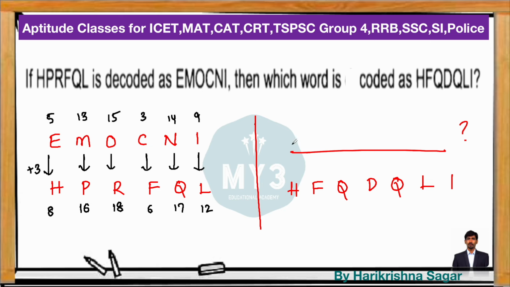Which word is coded as this? That means something is increased by 3 and they got H. H means 8th alphabet. What should be this value? It should be 5. 5 plus 3 is 8. That means it should start with E.